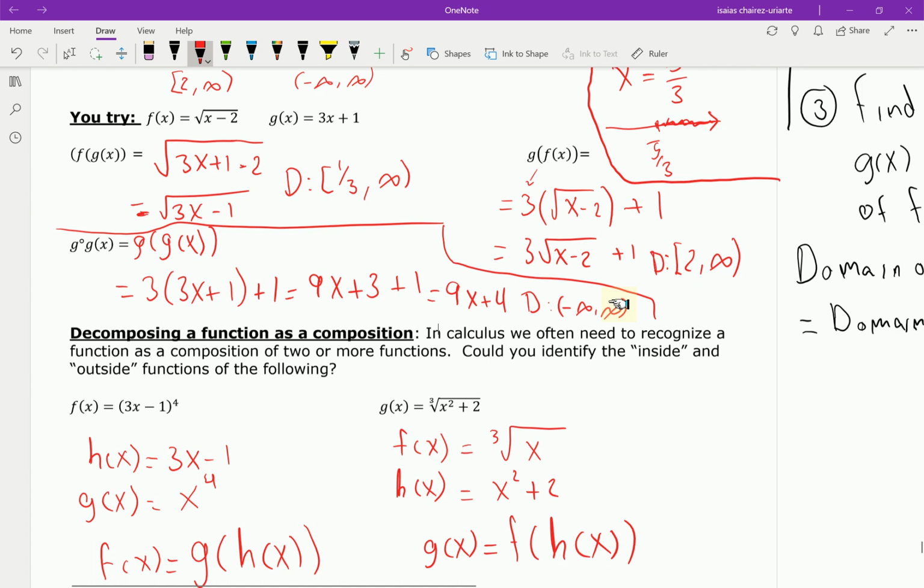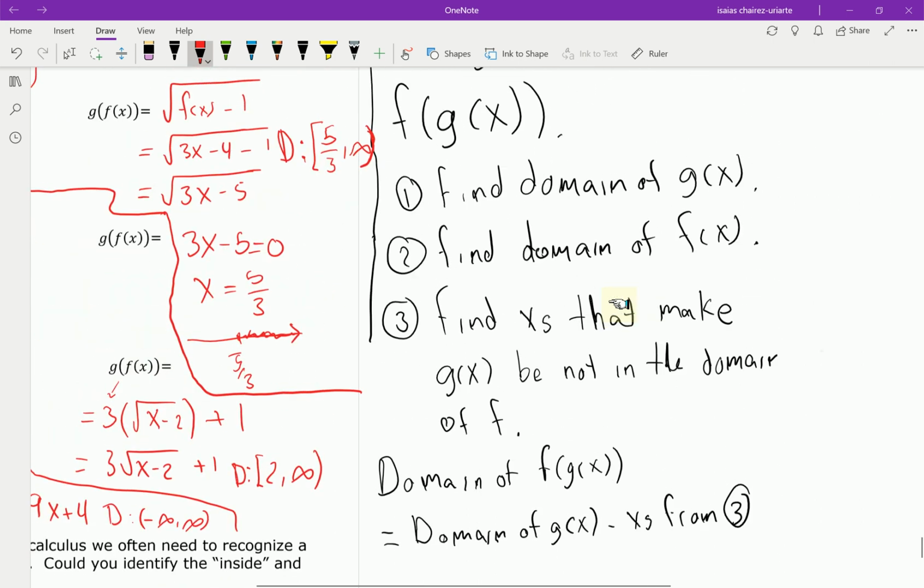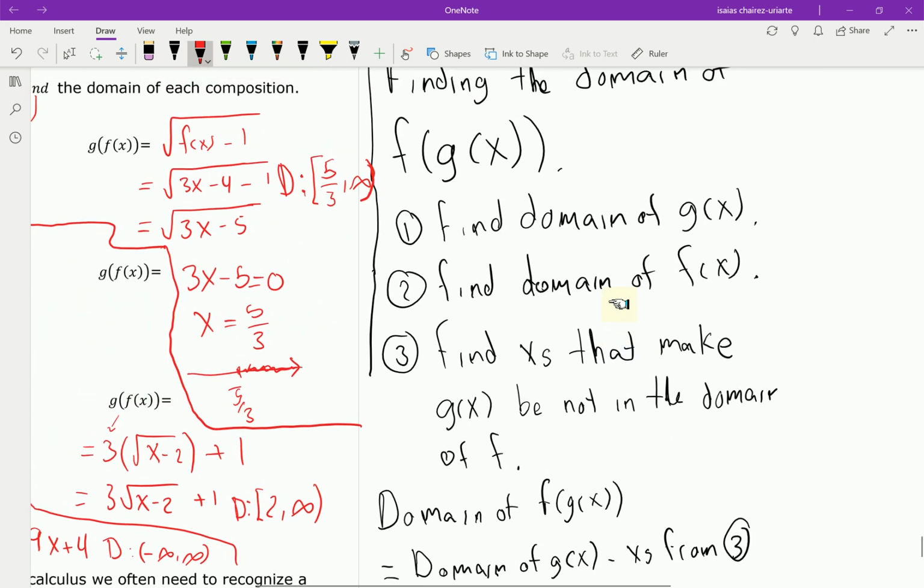All right, so be careful with the domain of composition of functions. These little steps for finding the domain are true, but it also depends on the functions that you're dealing with. Sometimes you definitely need to think about the steps. Other times it's a little bit more straightforward.